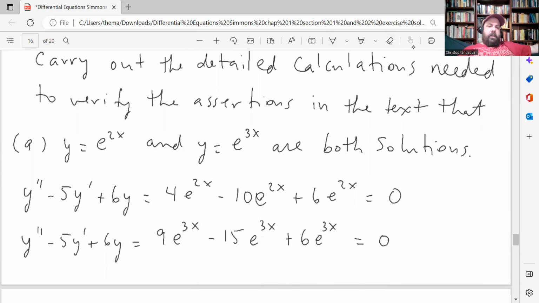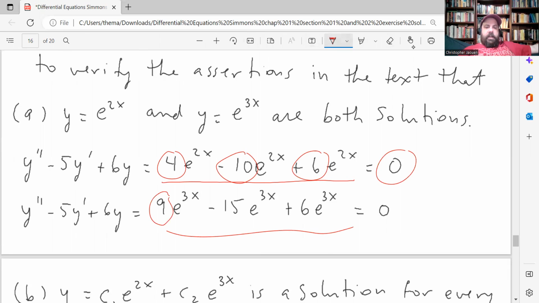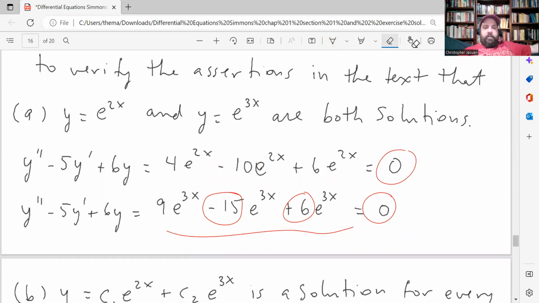So the first one here is when I let y equal e to the 2x. When you plug that into the differential equation, you get that, and notice 4 minus 10 plus 6 gives you 0. And then when you plug in y equals e to the 3x into the differential equation, you get this function here, and notice 9 minus 15 plus 6 is 0. So the equation is satisfied with both of those solutions.